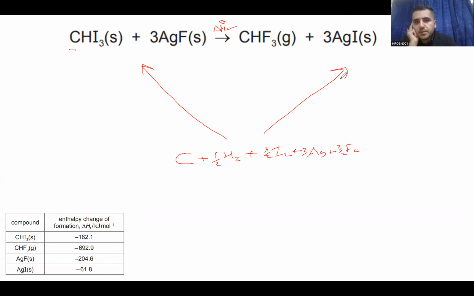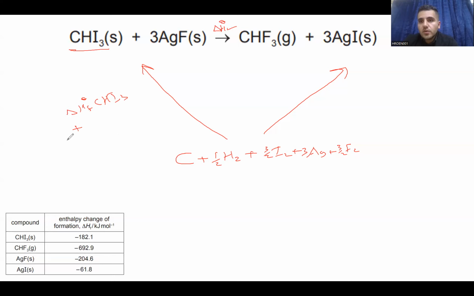The fourth step might be the hardest, I think. So we need to know which delta H's we should write over these arrows. What delta H's do we have to write? So let me say, we have delta H of formation of what? We are making CHI3, so we have delta H of formation of CHI3.